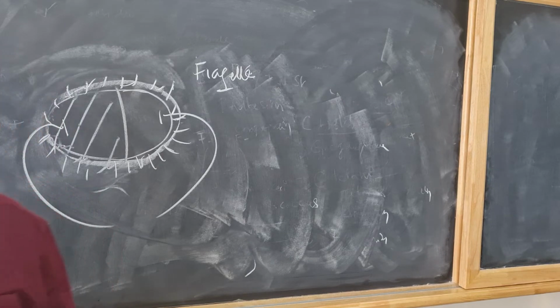Now one more structure, flagella. Flagella is the organ of locomotion. The organism moves from an unfavorable or hostile condition to a favorable condition. It is made up of a protein called flagellin.